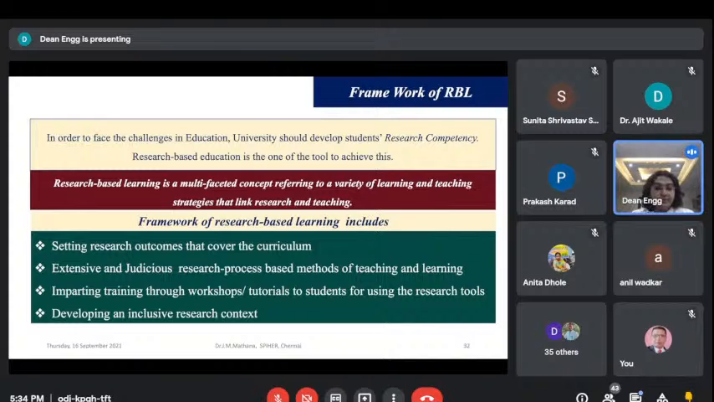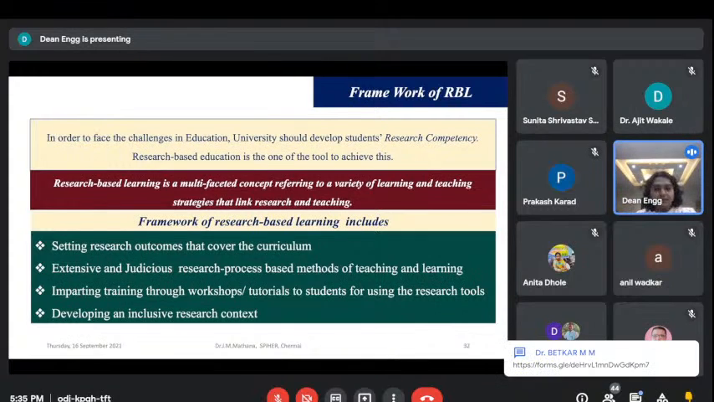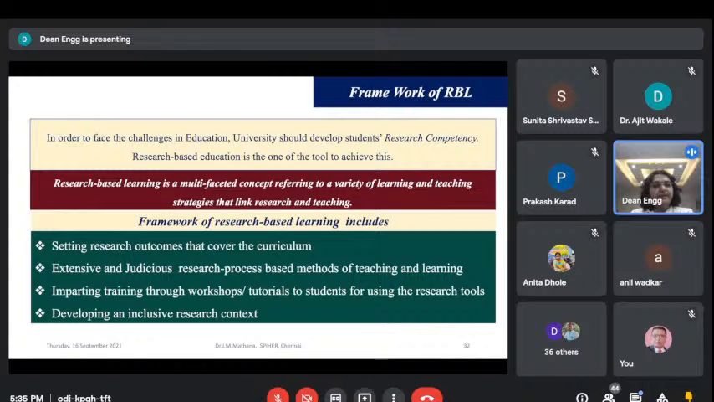Then we have to introduce extensive and judicious research process methods of teaching and learning. Then we have to organize more workshops as well as tutorials for that subject, because only then are students able to understand how to use the research tool, because for each subject now research is involved. So how to handle the research tool is very important. That's why we have to organize workshops and tutorials related to the research tools. Then the next one, we have to develop and include the research context.